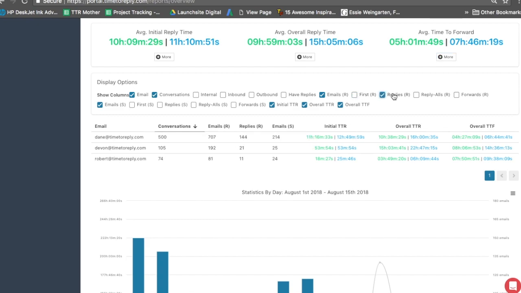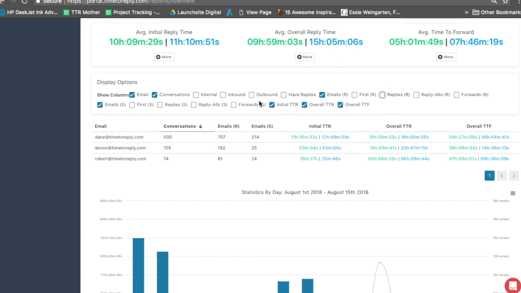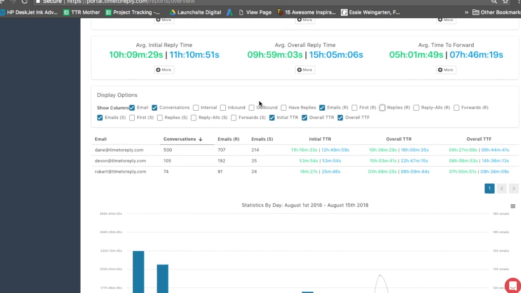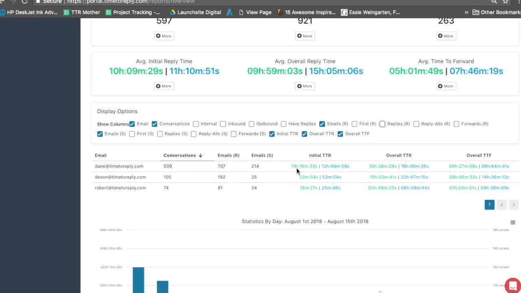Then we've got a whole host of different options that you can choose by simply ticking any of those boxes.